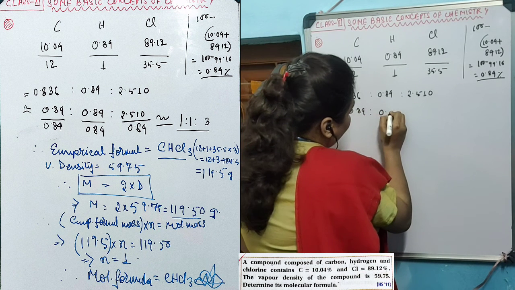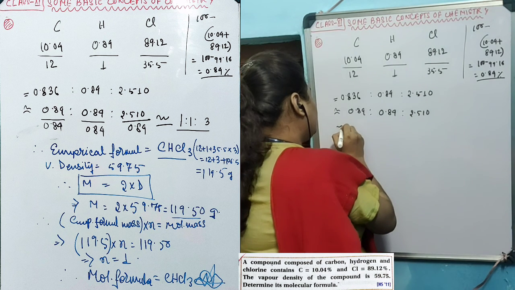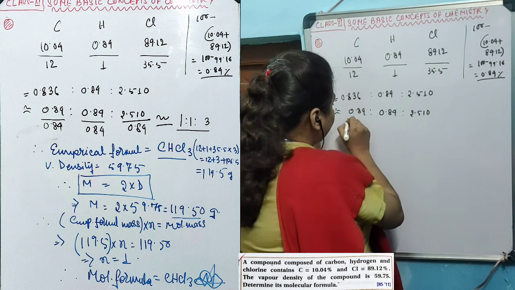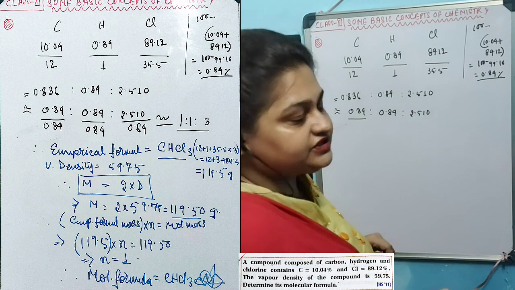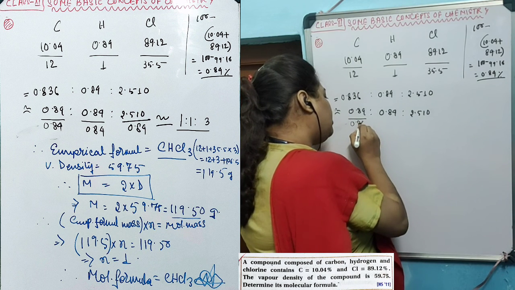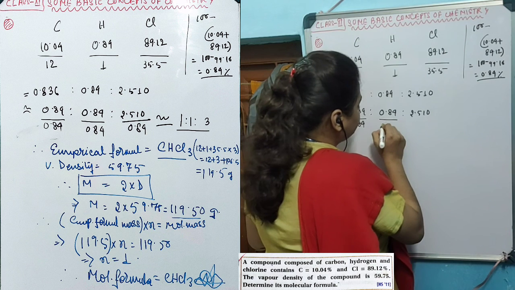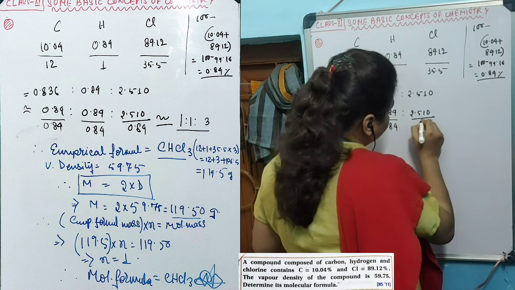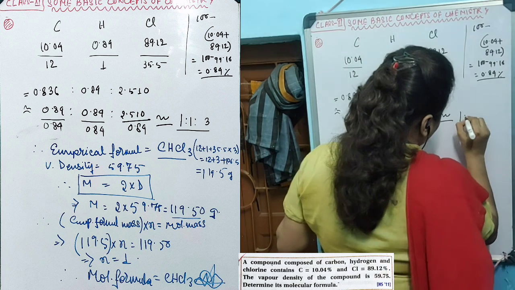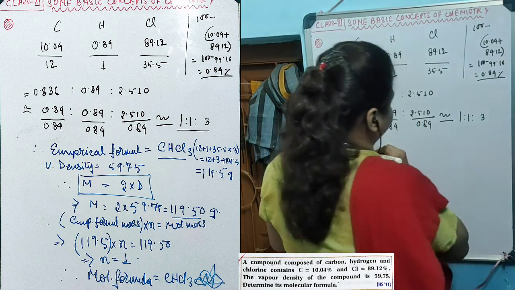The next thing we are going to do is divide all these values by the lowest amount. The lowest fraction in these three fractions is 0.84. So we are going to divide all these three fractions by 0.84. This will roughly give 1 is to 1 is to 3.